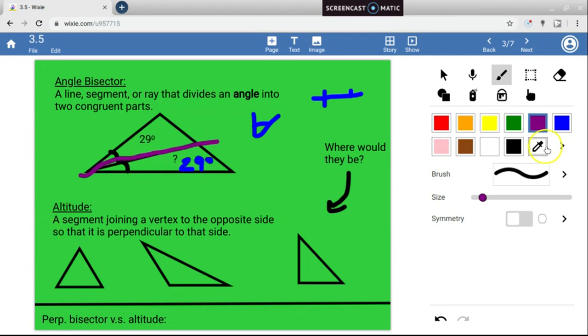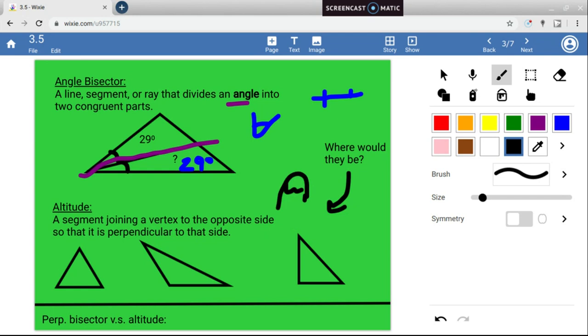Altitude. But anyways, yeah, this divides an angle and the other one divides a segment. But altitude, well, we're not just talking about how high a mountain is or something. We're talking about something else this time. This is a segment joining a vertex to the opposite side so that it's perpendicular to that side.